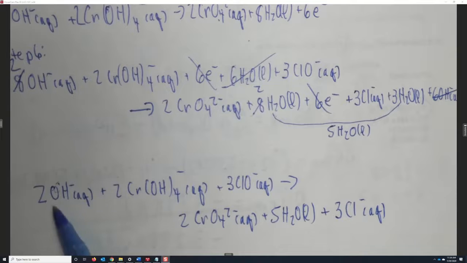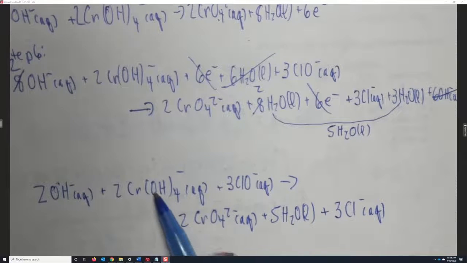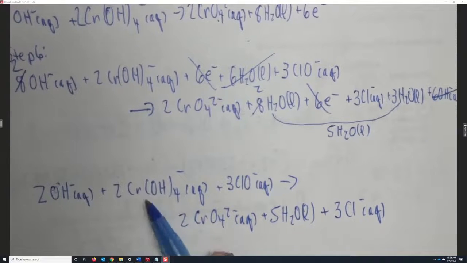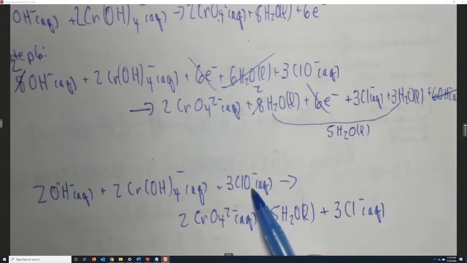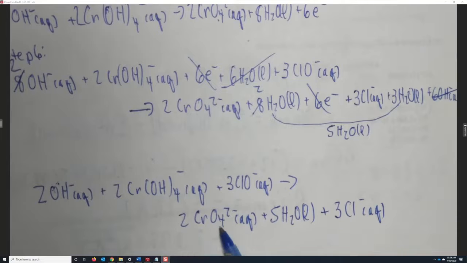Let's look at the oxygens. I have 2 oxygens, 8 oxygens, because there's 2 times 4, 8 oxygens for a total of 10, and 3 is 13 oxygens. Over here I have 2 times 4, which is 8 oxygens, plus 5 more oxygens, which is 13 oxygens. They're balanced. Let's look at hydrogens.